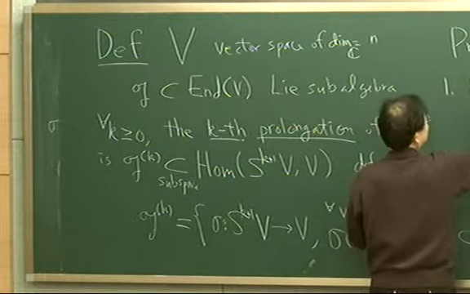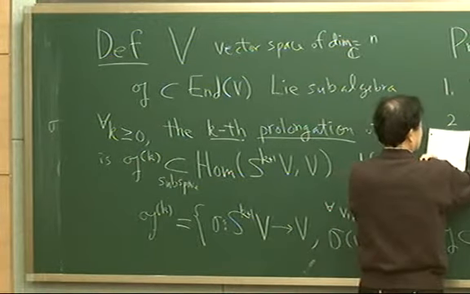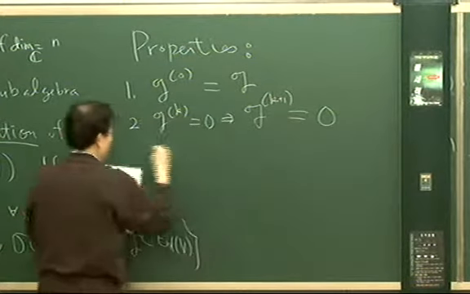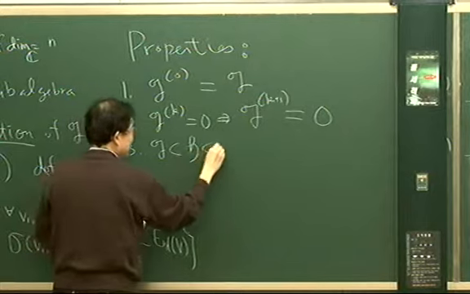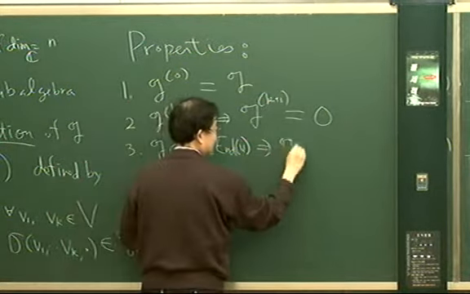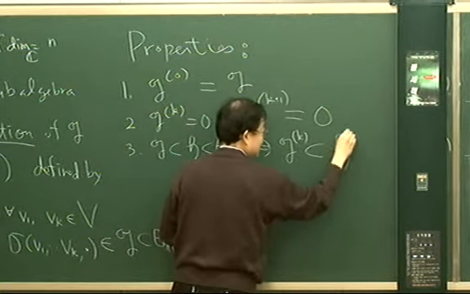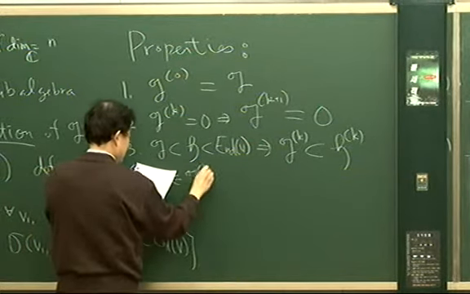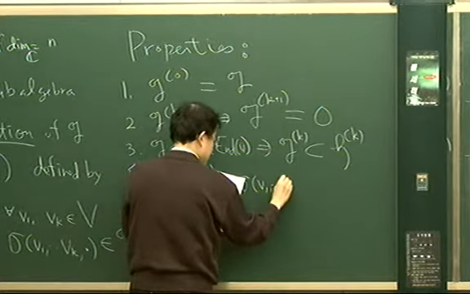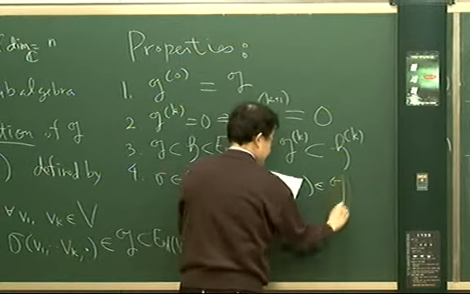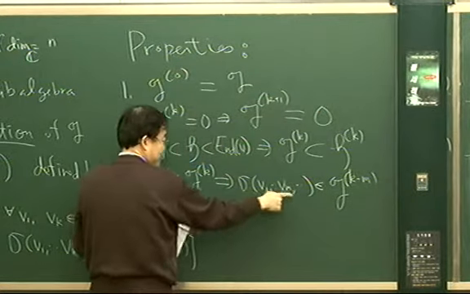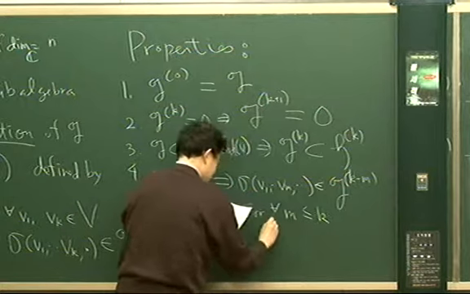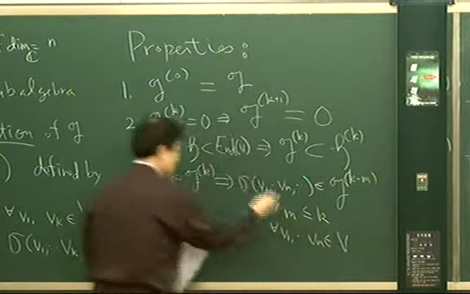And then it's easy to see the following properties. First of all, G_0 is just G. If G_k is 0, then anything above it is also 0. If you have Lie subalgebras G contained in K, then the k-th prolongation of G is a subspace of the k-th prolongation of K. That's also easy. And now if sigma is inside the k-th prolongation, then if you contract the first m elements, it's inside the (k minus m)-th prolongation, for all m less than k. Okay, so these are very easy to see.